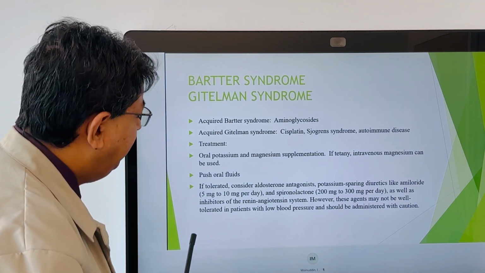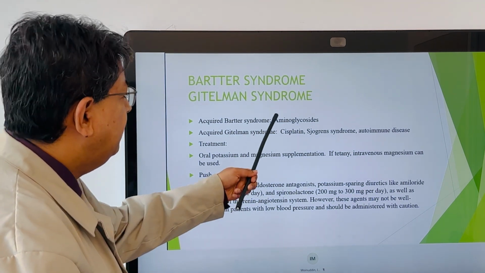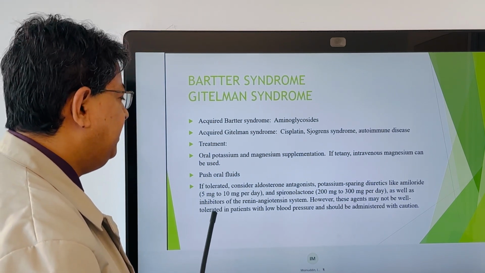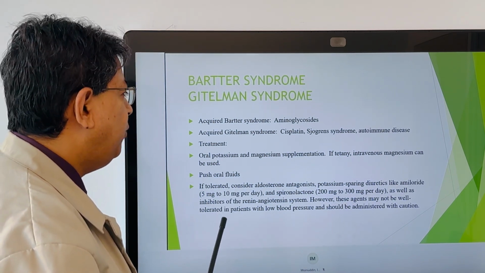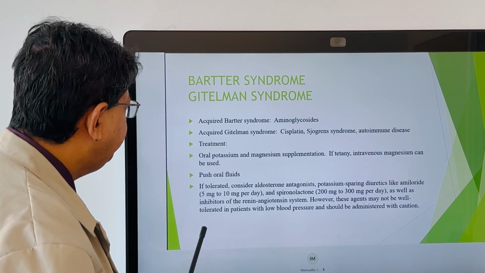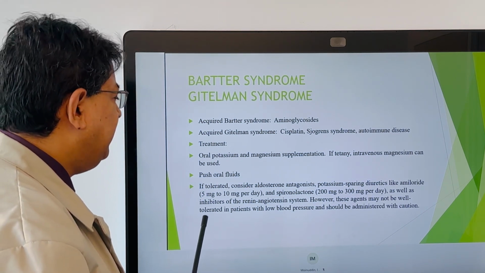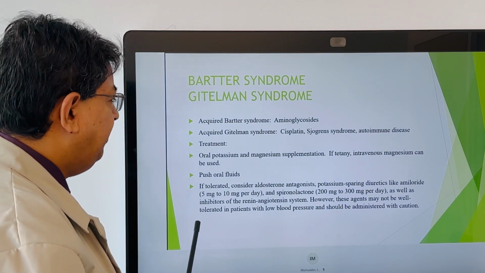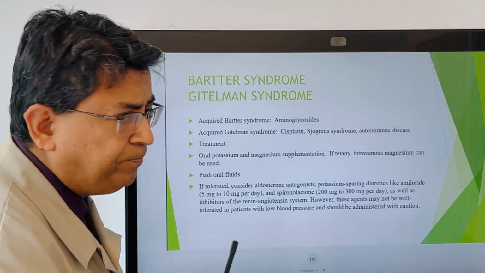Bartter's syndrome can be acquired, such as with aminoglycosides. Gitelman's syndrome can be acquired, such as with cisplatin, Sjogren's syndrome, or other autoimmune diseases. Treatment is with oral potassium and magnesium supplementation. Intravenous magnesium can be used if there is tetany.